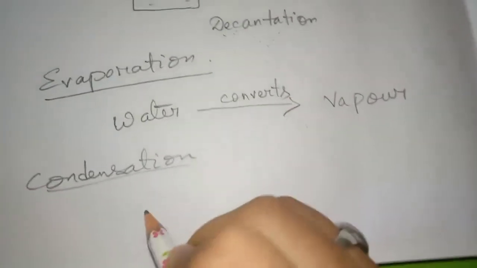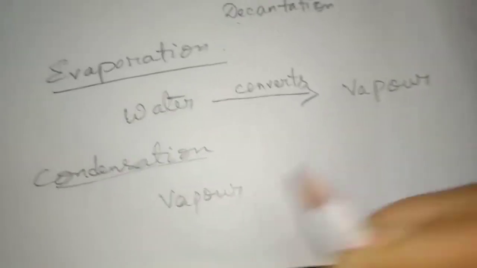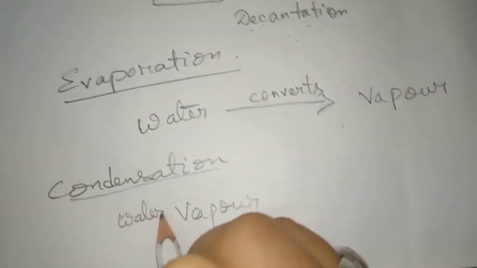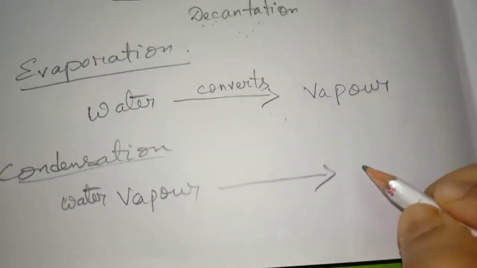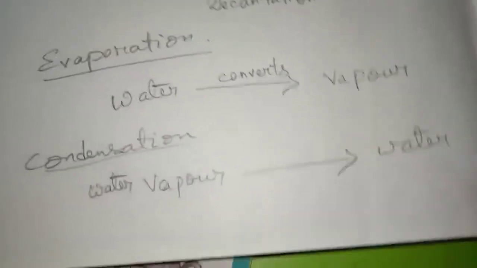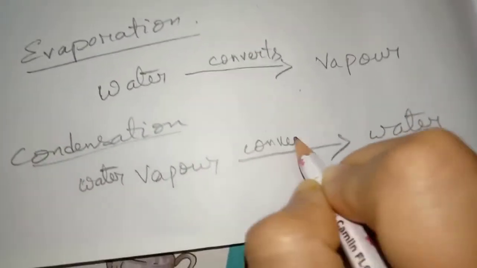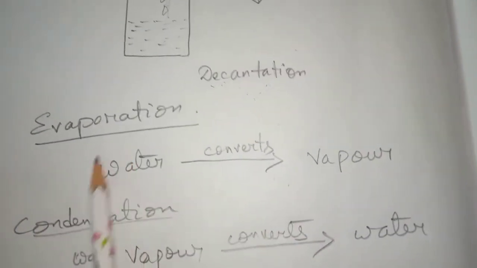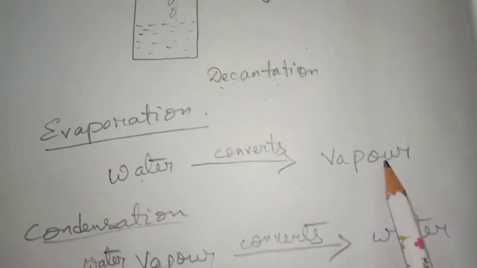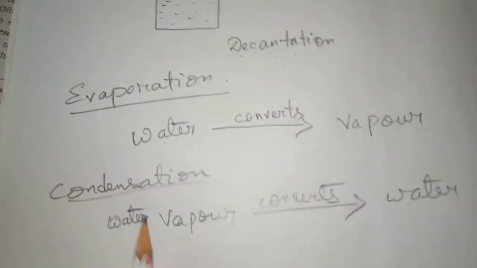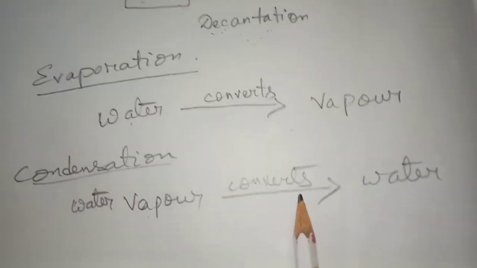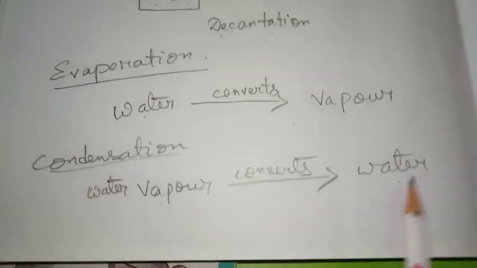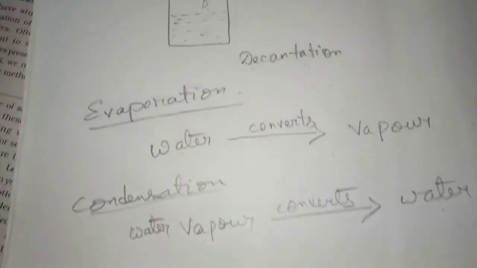For condensation, first of all we will have vapor. Vapor of what? Water vapor. We will have water vapor, and this water vapor will get converted to water. Is it opposite or not? See here, first we had water and it got converted to vapor, which is evaporation. And condensation is what? If we have water vapor, it will get converted to water. So these are condensation and evaporation.